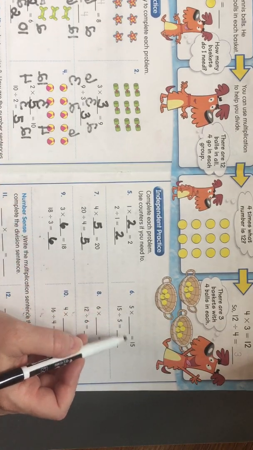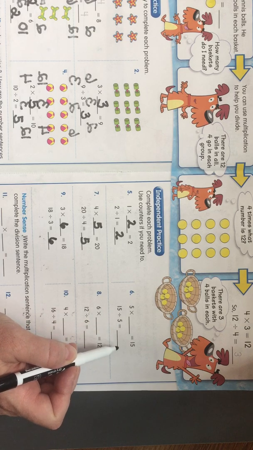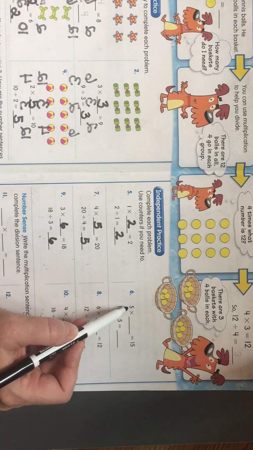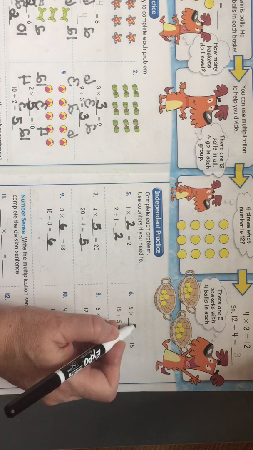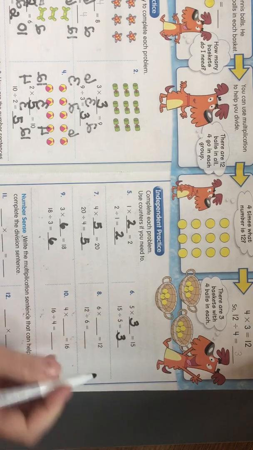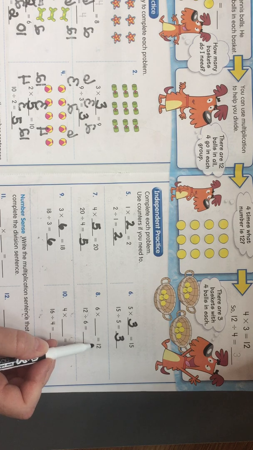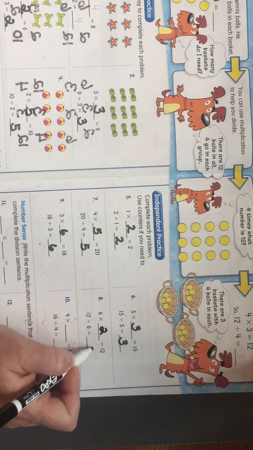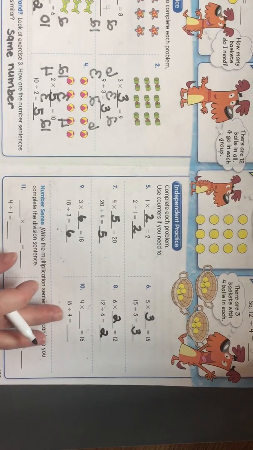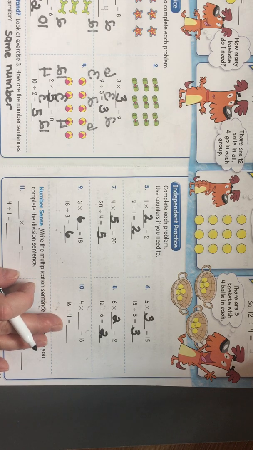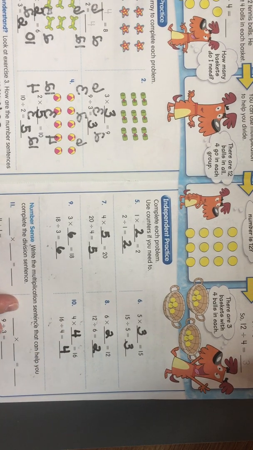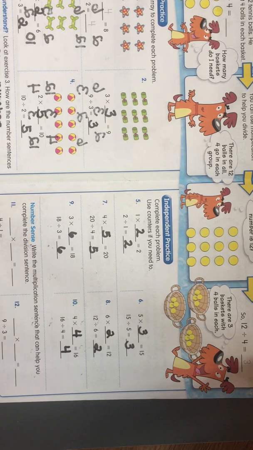5 times a number is 15. 15 divided by 5 is the same number. Again, you're going to make 15 counters and you're going to make 5 rows. So how many were in each row? 6 times a number is 12. 12 divided by 6 is the same number. We've done that one. 4 times a number is 16. 16 divided by 4 is the same number. That would be 4.